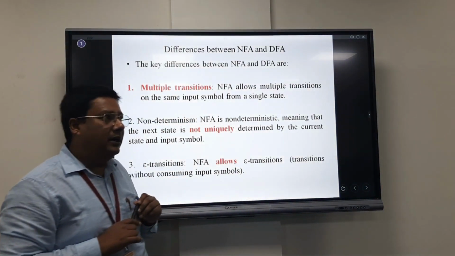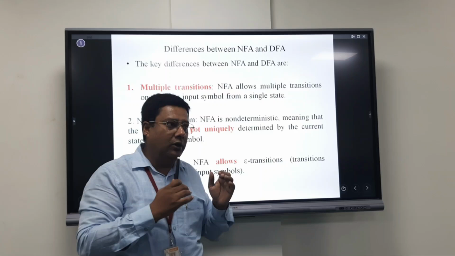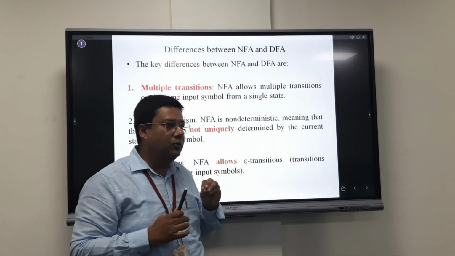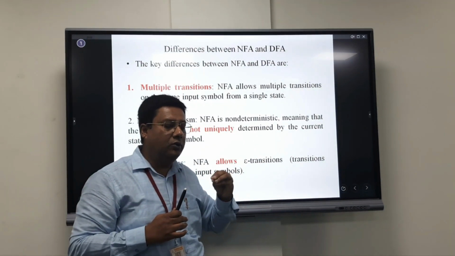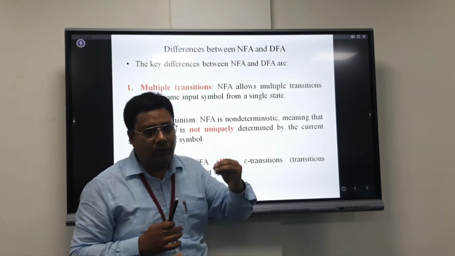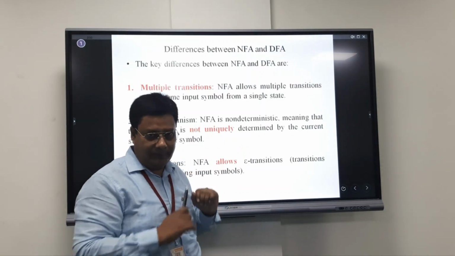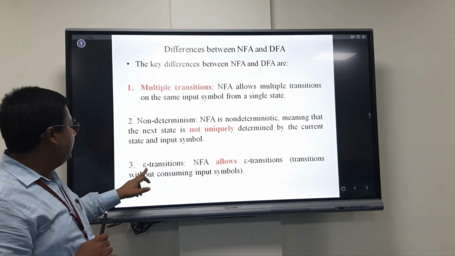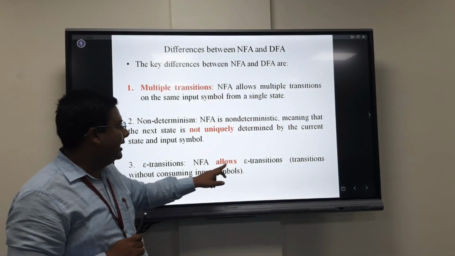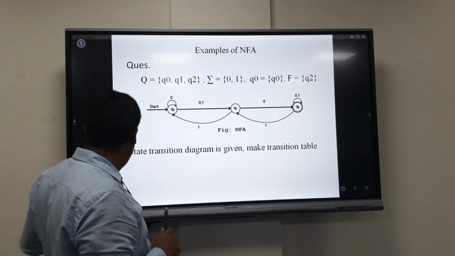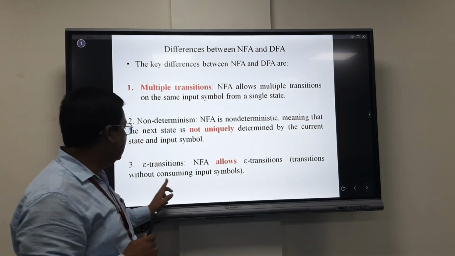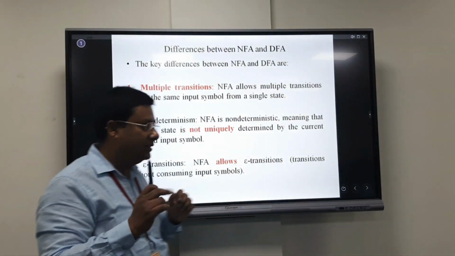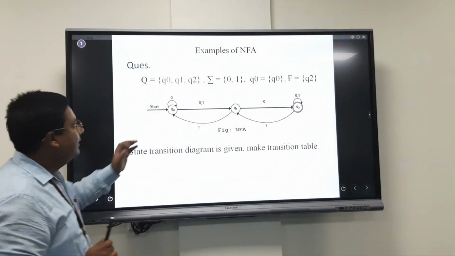Suppose there are three states, Q0, Q1 and Q2, and on 0 we go from Q0 to Q1 and also from Q0 to Q2. How can we predict where we will go? This depends upon the string. There is also the epsilon transition. An NFA allows an epsilon transition without consuming the input symbol, so we can move to the next state without consuming input. This is a property of the NFA.